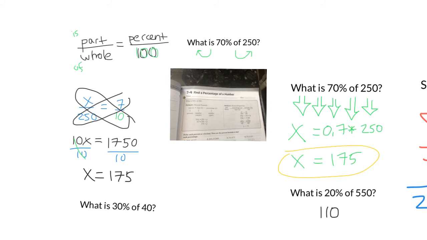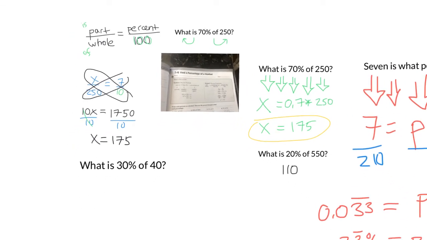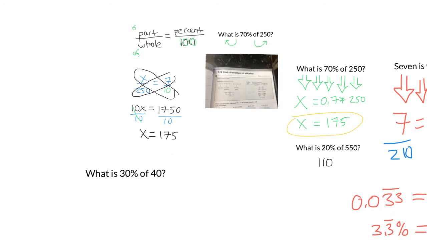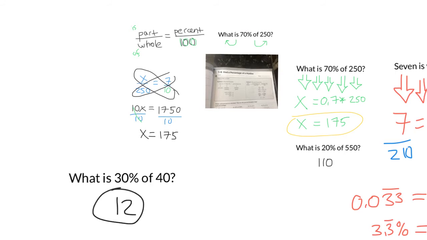Probably should have paused the video for that part. Probably a little awkward to hear that process, but please solve this one using the is over of method. Go. All right, 12. So if you got 12, good job. Unbelievable. All right, let's look at variations.